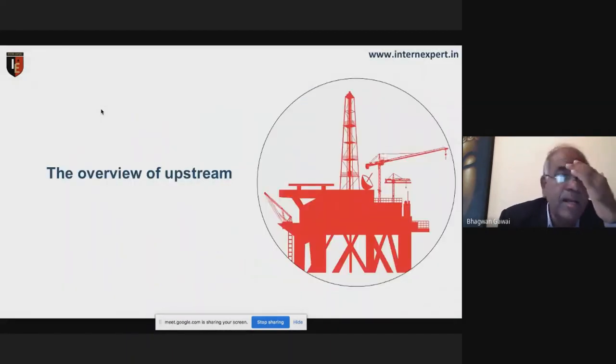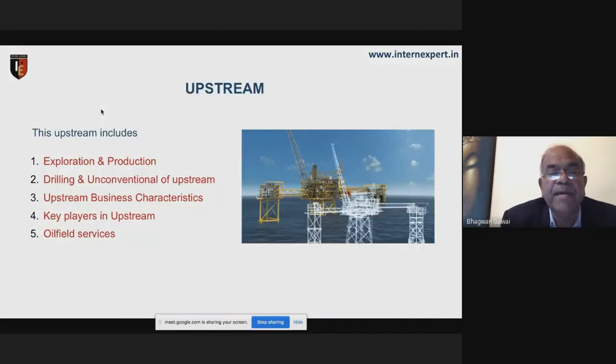I'll give you a brief on upstream. What does upstream mean? Here you can see the offshore oil platform, with the complete structures where exploration and production take place. In upstream, you focus on exploration and production. Then you do drilling and unconventional upstream. These are the five points covered in the upstream area: what is upstream, drilling, unconventional upstream, business characteristics, and key players.